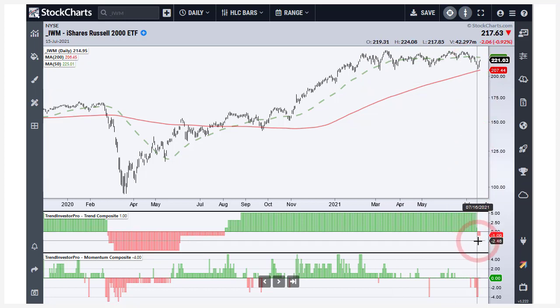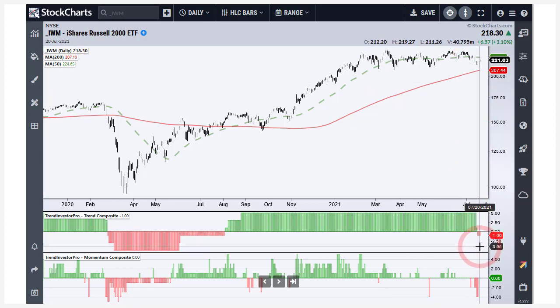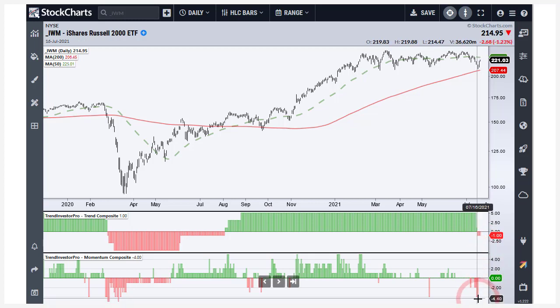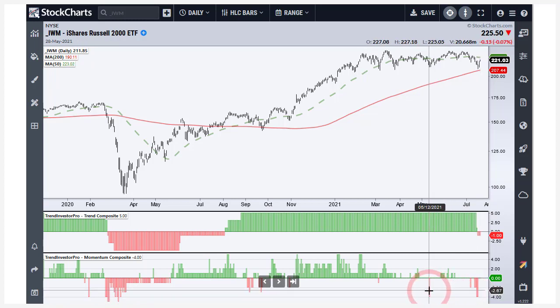We can see the Trend Composite was bullish until a few days ago, and now it's at -1. That means that 3 indicators are on bearish signals and 2 are on bullish signals, so the net is -1. When that happens, we ignore oversold readings, because you only want oversold readings in the Momentum Composite when the bigger trend is up. For instance, if you look here in May, we had an oversold reading in the Momentum Composite. It got to -4.